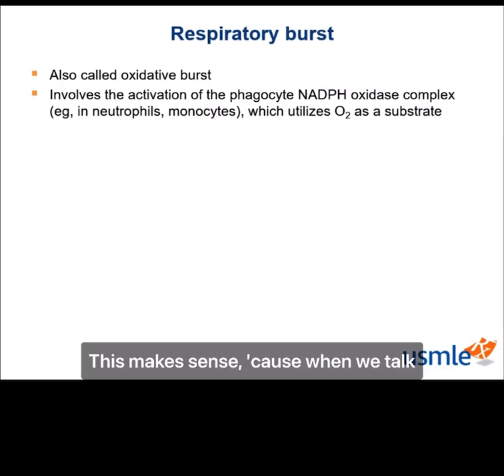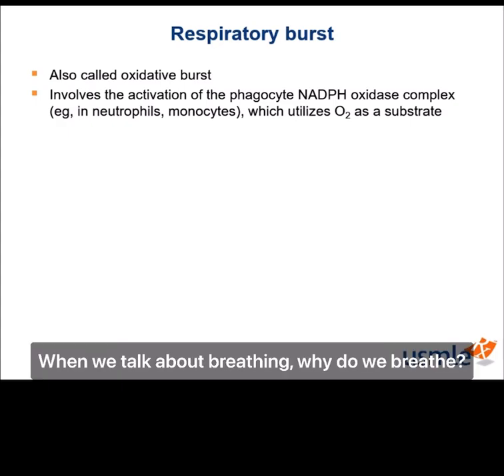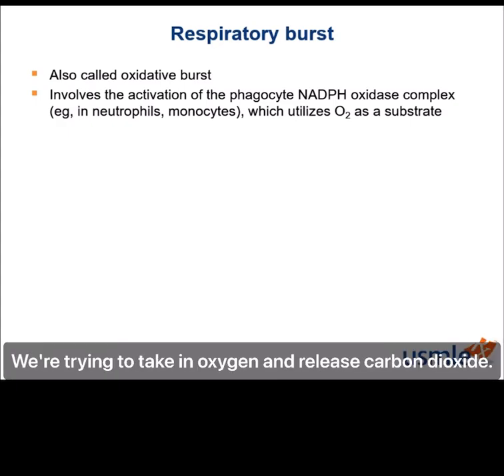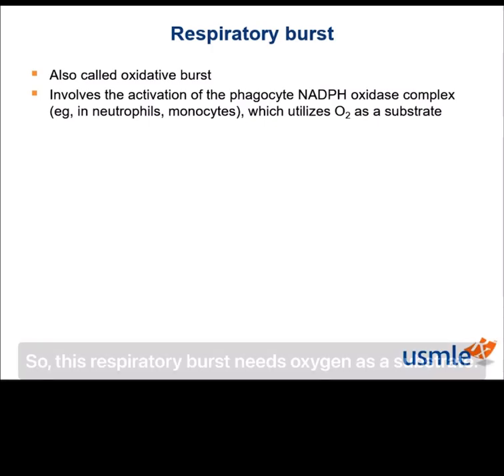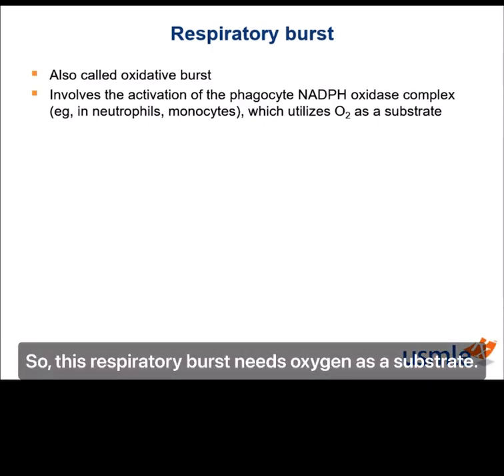This makes sense because when we talk about respiration, what comes to mind? I hope you're saying breathing. When we talk about breathing, why do we breathe? We're trying to take in oxygen and release carbon dioxide. So this respiratory burst needs oxygen as a substrate.